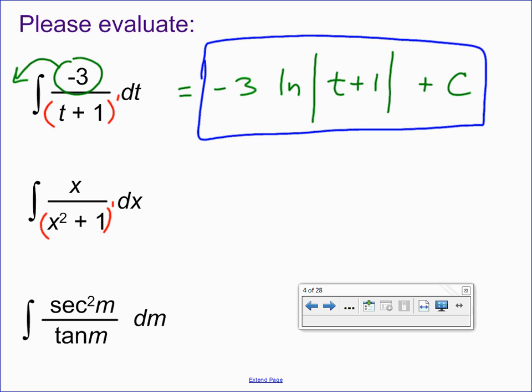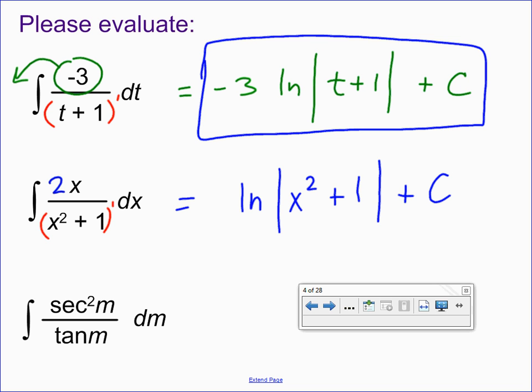Sophia? 2x. And so if I had a 2x here, I know exactly where this had come from. It would have come from the natural log of x squared plus 1, close bars plus c. I know because if I were to differentiate this, I'd get 1 over x squared plus 1, times 2x, the derivative of that function.